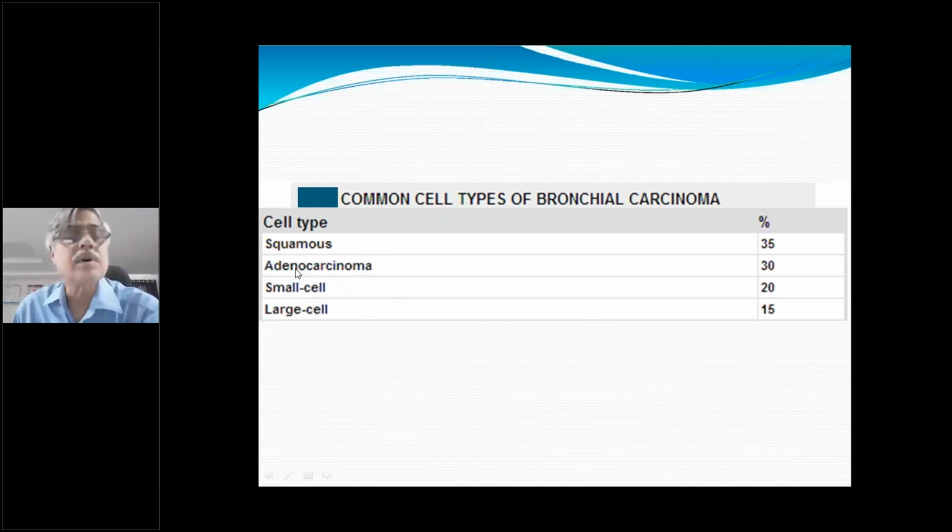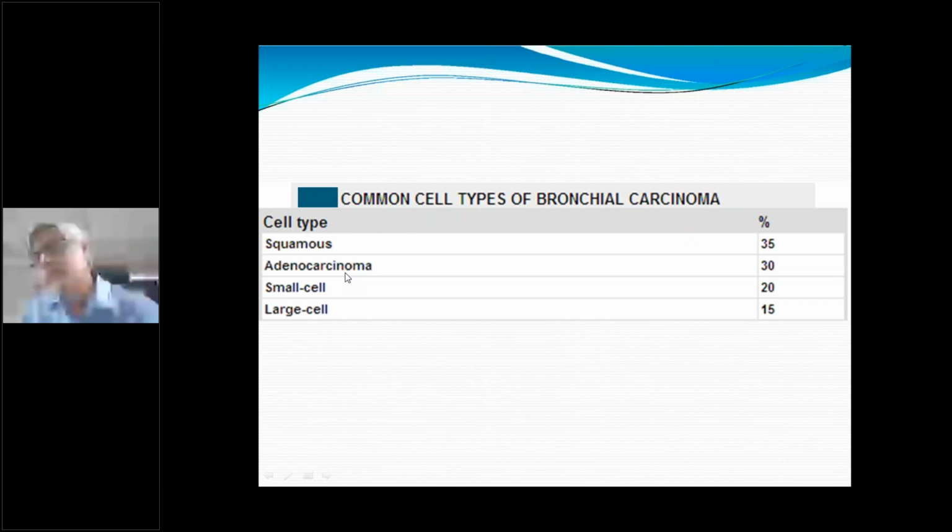Of course, adenocarcinoma is the commonest, and squamous is also commonly present. So there are 2 types of cancers: small cell lung carcinoma and non-small cell lung carcinoma. The non-small cell lung carcinoma contains 3 varieties. They are squamous cell carcinoma, adenocarcinoma, and large cell carcinoma.